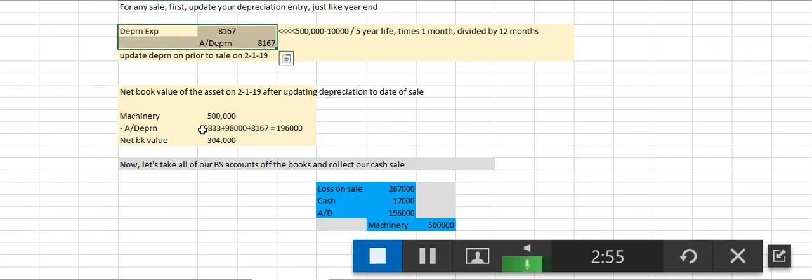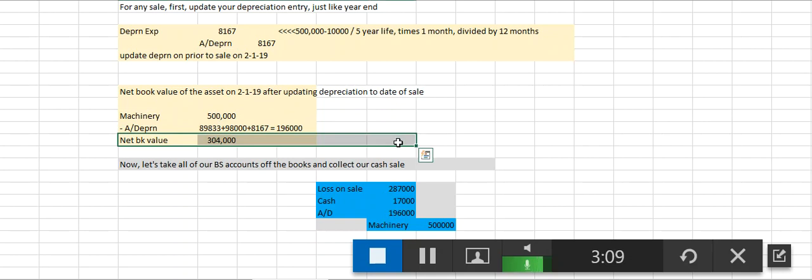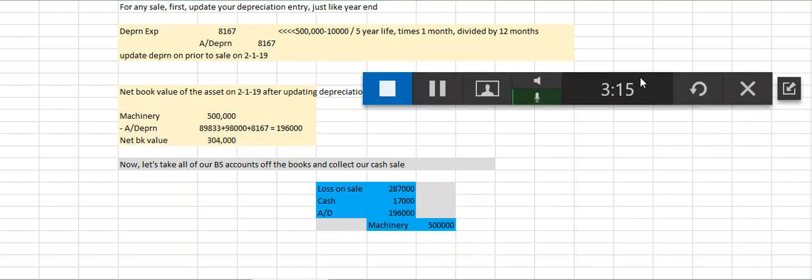month's worth of depreciation. You'll notice we add it here to accumulated depreciation. That's what this is all about. And it gives us our latest version of net book value. It's important that you calculate up to the latest version of net book value as of the date of sale so that you can make your final entry. So we're going to make our final entry here.